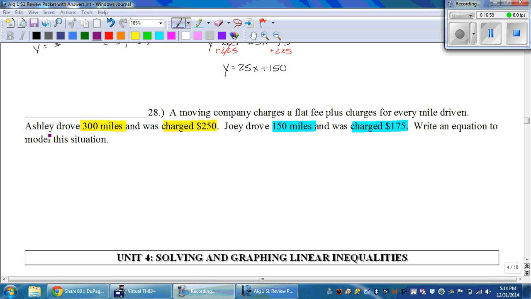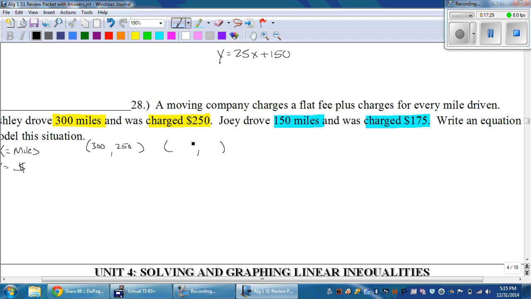That was really weird. Anyways, we need to talk about what our x is and what our y is. So y is normally our money, so that means x is going to be our miles. So let's look at our 2 points, okay? Our first point in yellow, x is 300 and y is 250. And then in our second one, our blue one, we get 150 and 175.